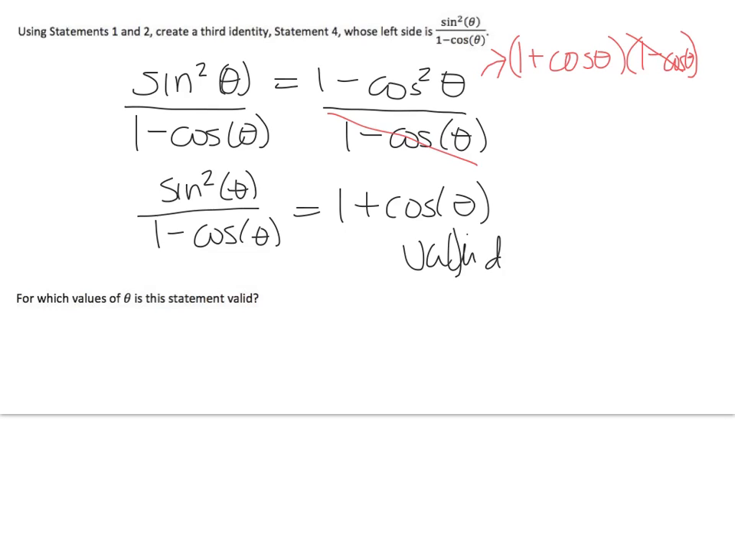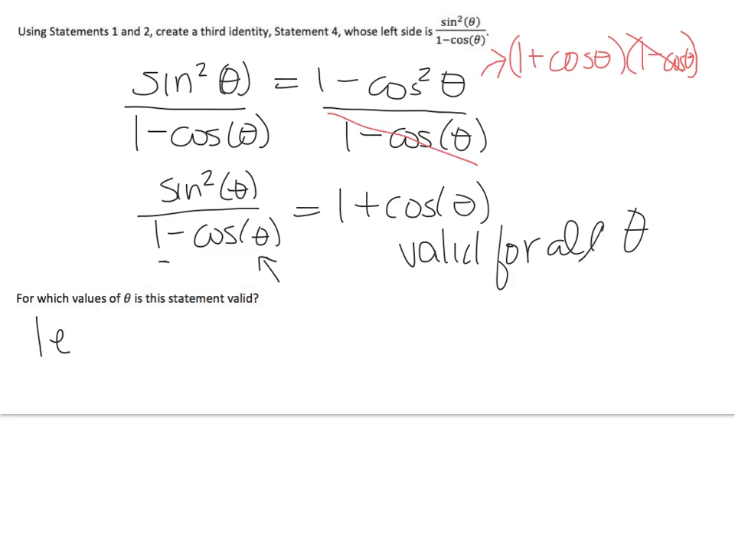Goodness, I miss my pen. It's valid for all theta, where both sides are defined. I mean, obviously, in the denominator here, that cosine theta could give us problems, but we have a whole number in there too, so that'll never be 0 on the bottom. It could be negative, but it's not 0.